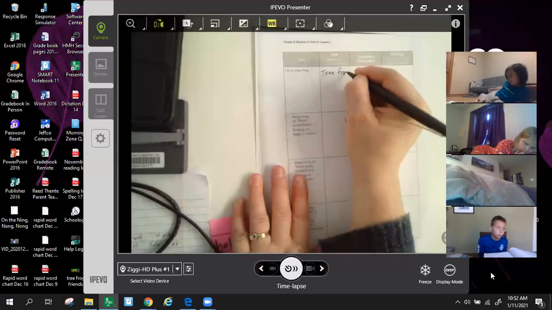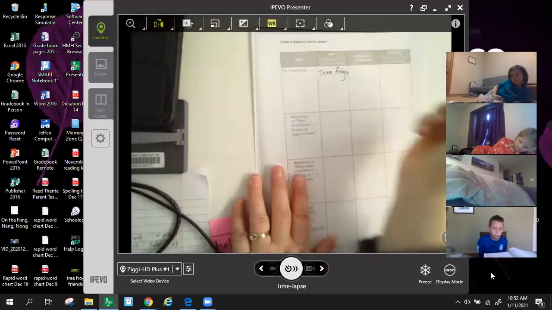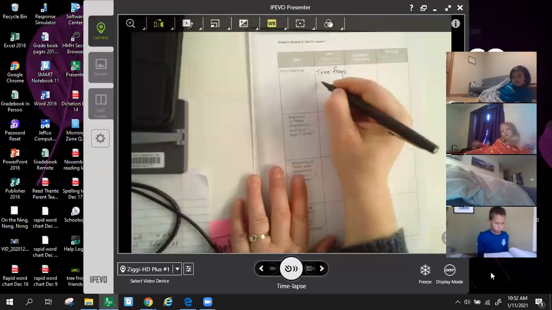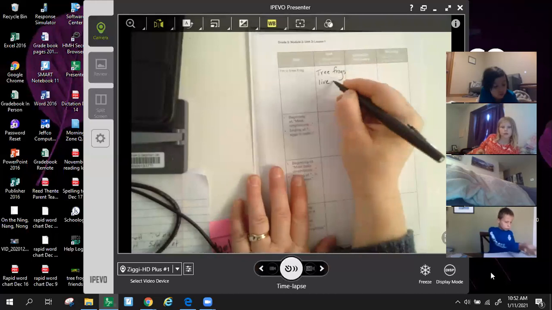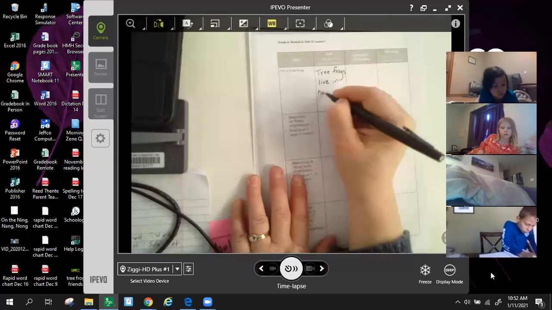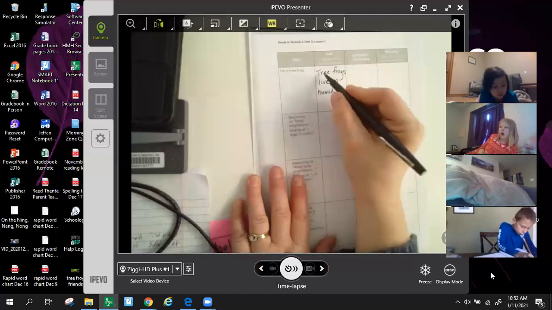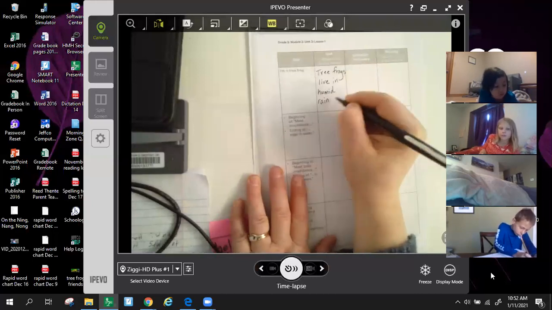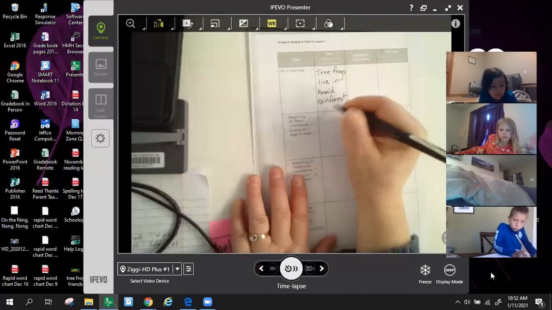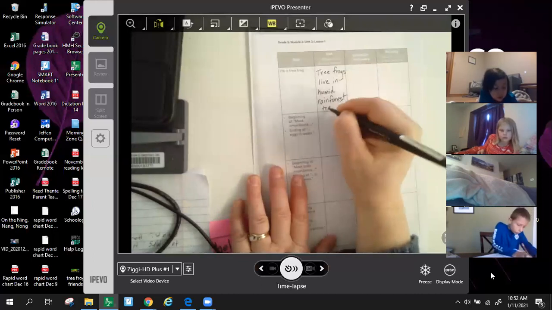If you don't have anything written in here, you should be getting it written in there. Tree frogs live. Lucas, let's get going. Put the toy away. Right. Tree frogs live in humid rainforest. Serne, start writing. Abby, start writing. Trees. Okay, guys, got to keep going.